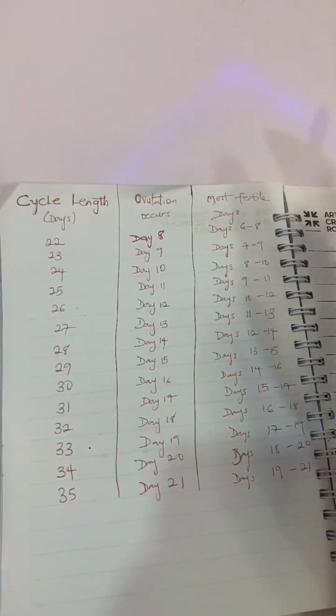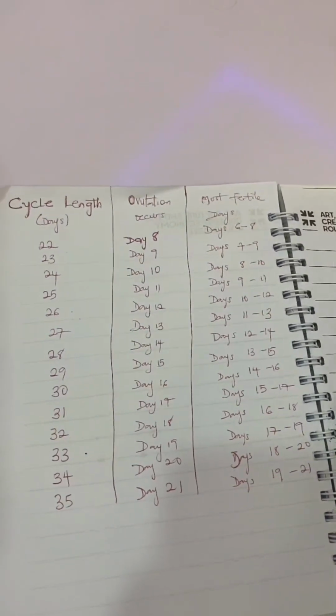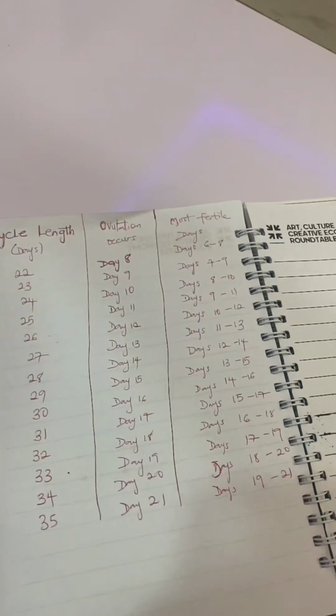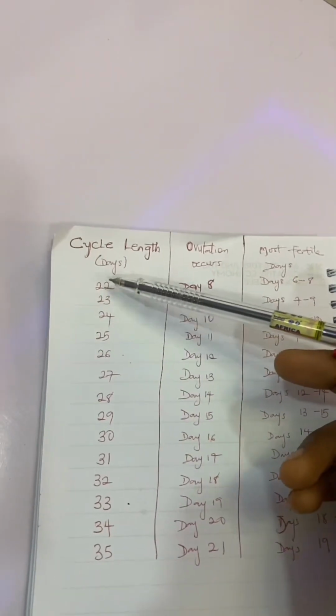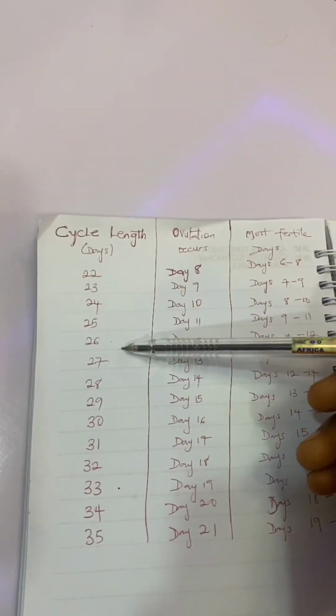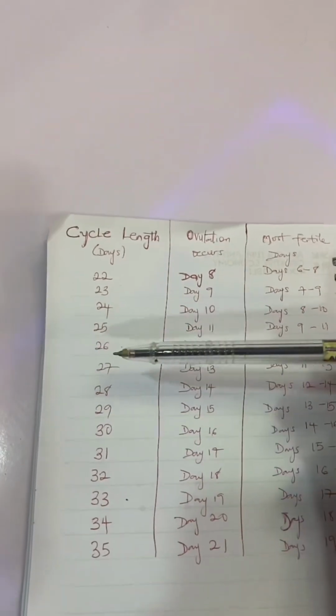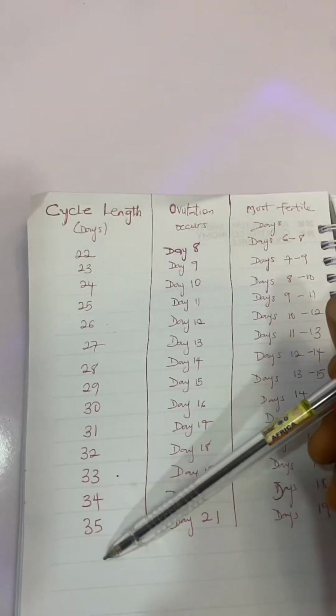Now, the first thing we'll look at is your cycle length. A cycle length is always between 22 to 35 days, and of course, it varies. One person or two people might not have the same cycle length. Some people have shorter cycle lengths, which is between 22 to 26 days, and some other people have longer cycle lengths, that is from 27 to 35 days.